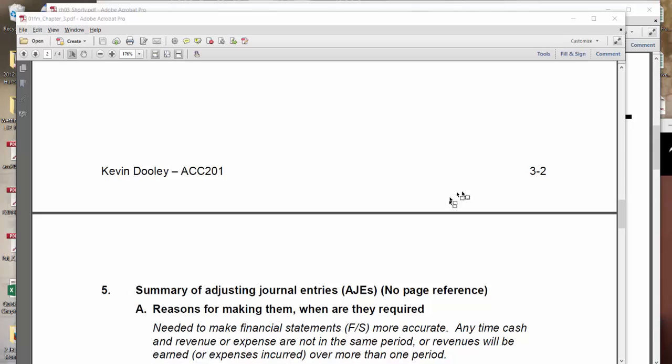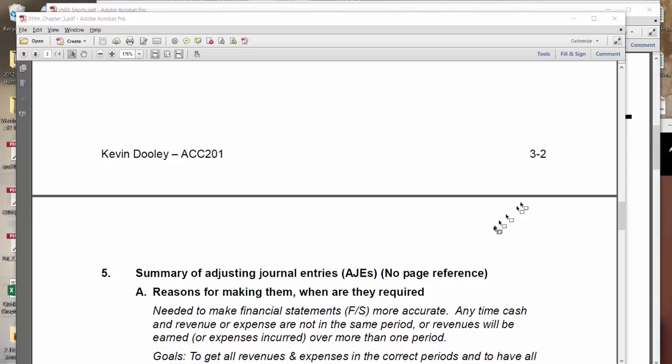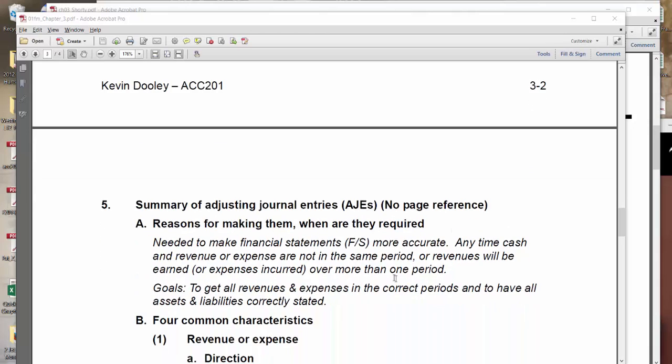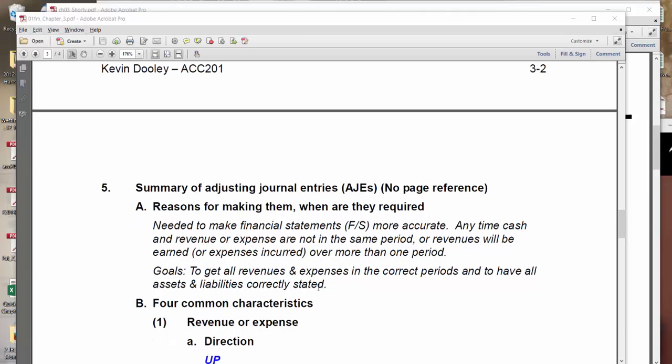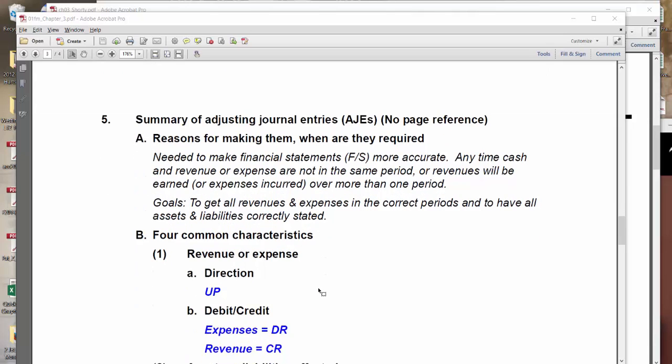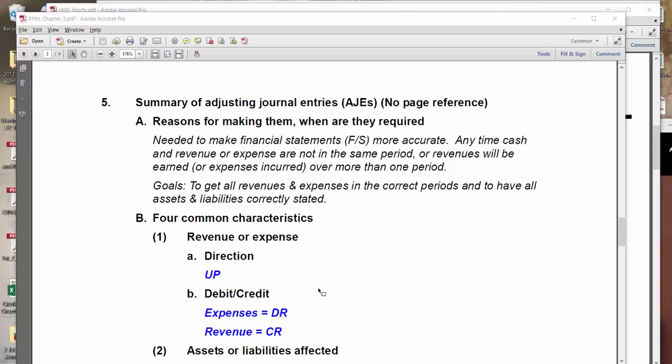So if you want to take a big picture view of adjusting journal entries, we make adjusting journal entries to make our financial statements more accurate, and they're going to happen anytime we have revenue or expense that's not in the same period as the cash, or a situation where the revenue is being earned or the expense is being incurred over more than one accounting period. So we're trying to get all the revenues and expenses in the correct period, and we want to get all of our assets and liabilities correctly stated.